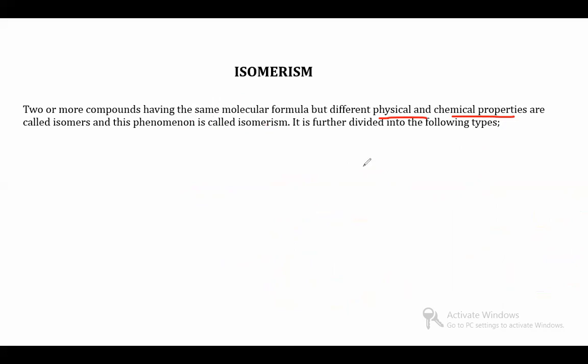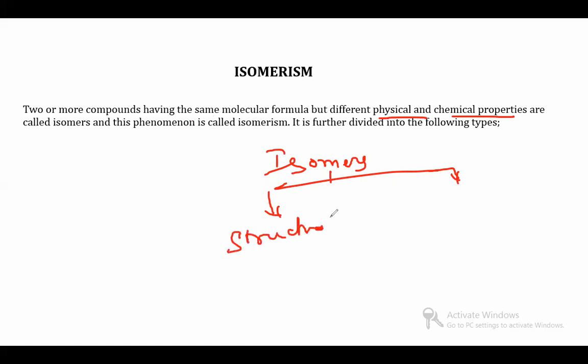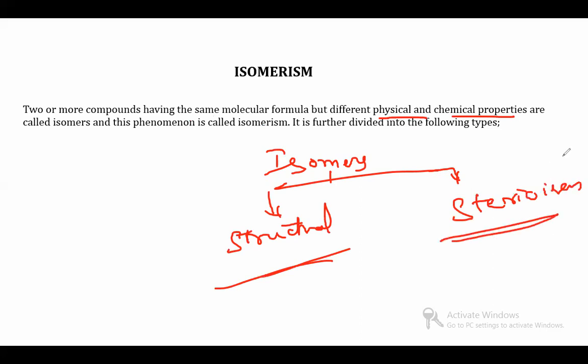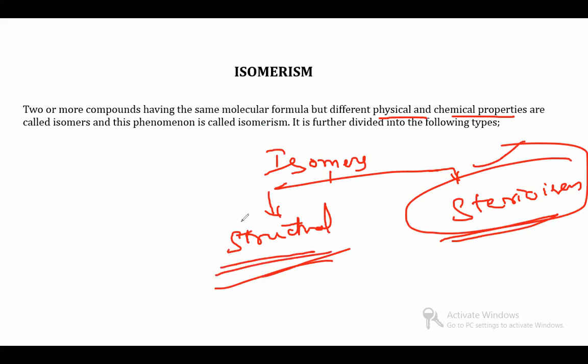Isomers are majorly divided into two types: one is structural isomers, another is stereoisomers. We will be studying only structural isomers, not stereoisomers. Stereo is the spatial arrangement, while structural is based on structural difference. We'll be studying structural isomers in detail.